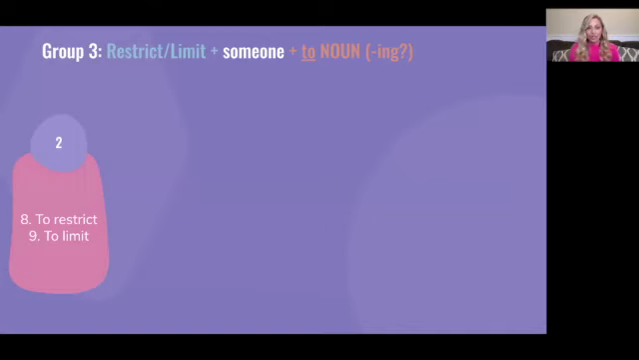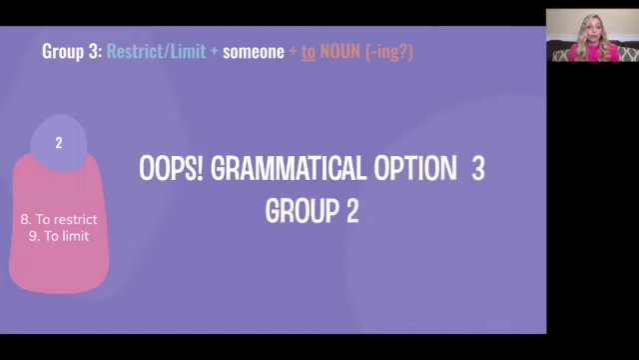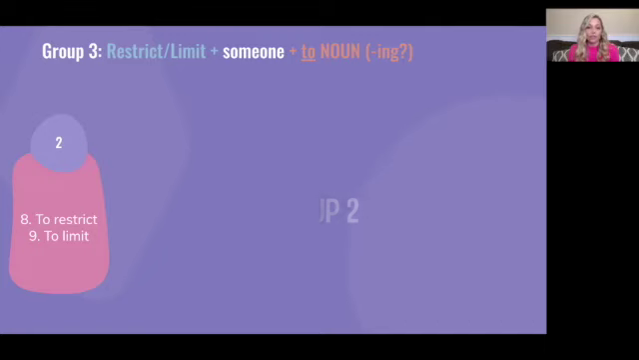So speaking about restricting, we have grammatical option number 3. And this only works for group number 2. So you might restrict or limit someone to, and then a noun. Let me give you some examples with restrict. The bar restricts customers to 6 drinks. Now I've put purchasing in here because when you use a verb as a noun, we use the gerund form, the -ing form. So you technically could say the bar restricts customers to purchasing 6 drinks, but typically, in order to be less wordy, we would just use the noun.